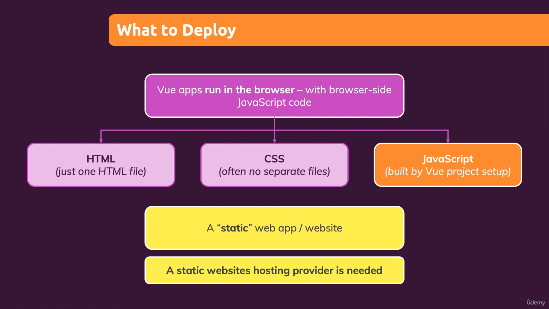And options here would be AWS S3, Firebase hosting, Netlify. There are tons of static hosting providers. You can just Google for static hosting provider and you'll find a couple of examples. So that's what we need, and I will show you an example and the full deployment process step by step throughout this module.